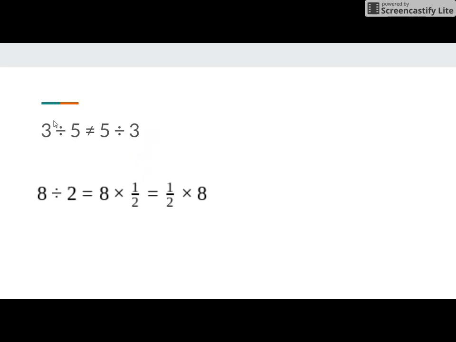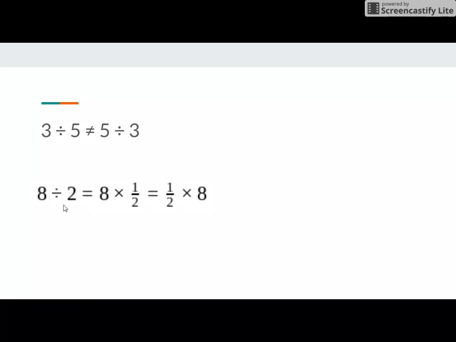If you do want to rearrange division, one method would be to change division, divided by 2, to multiplying by a fraction, multiplying by a half. 8 divided by 2 is 4. 8 times a half is 4. Half of 8 is 4.